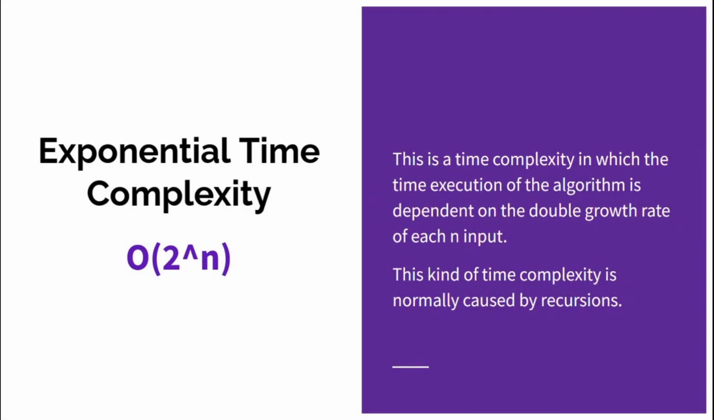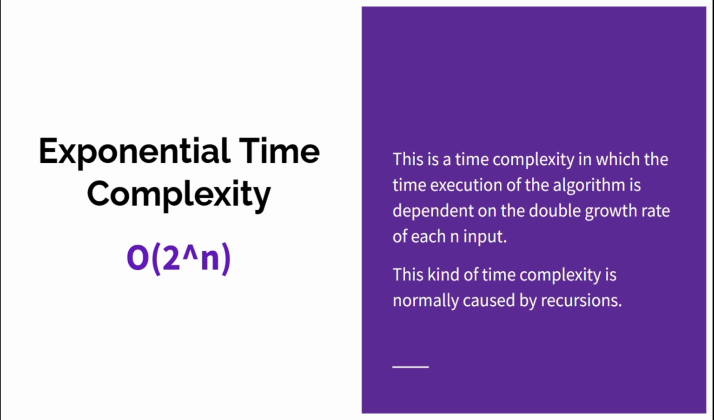So this is the exponential time complexity. It's denoted with a big O of 2 raised to the power of n. It's way slower than the quadratic time complexity. And if you look at it, it is exponentially slower than the quadratic time complexity.